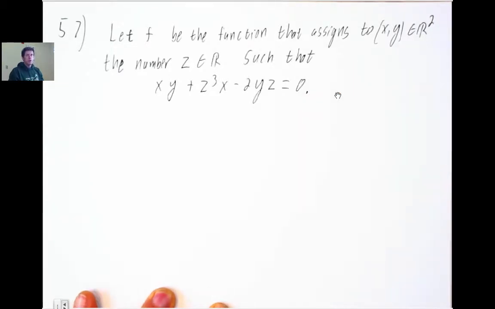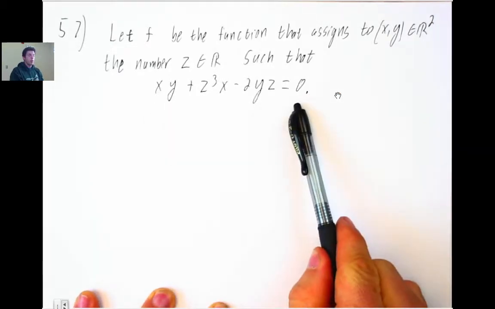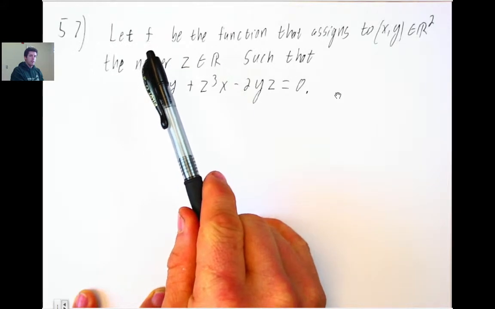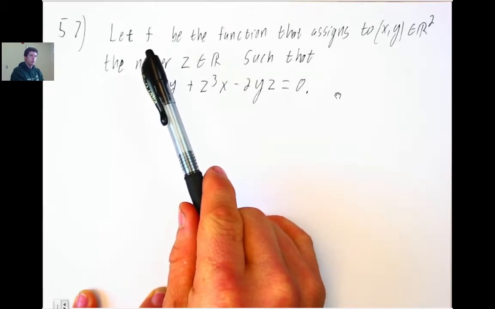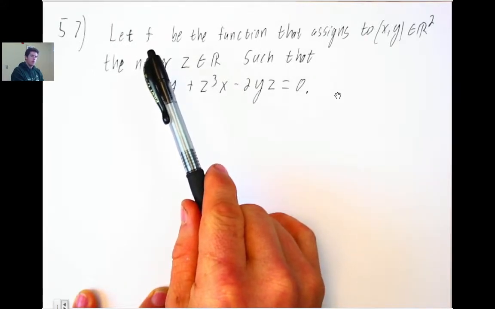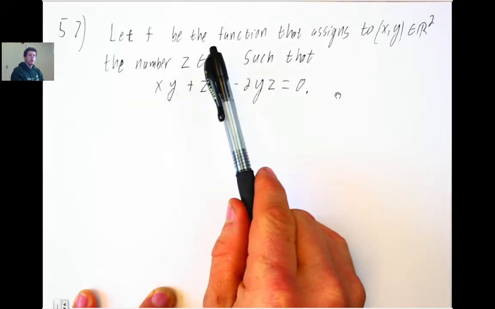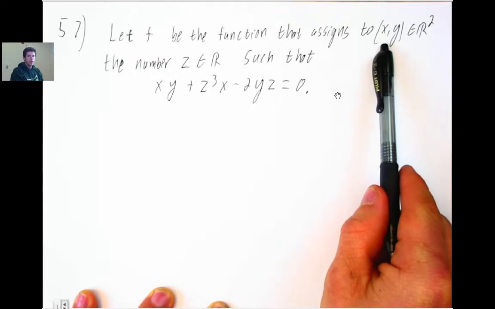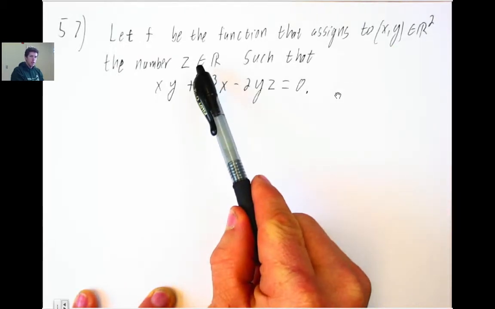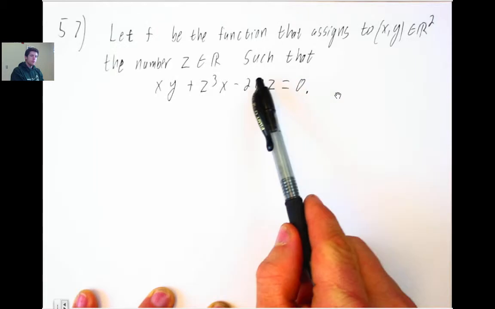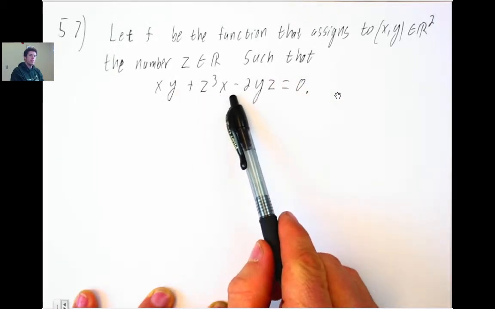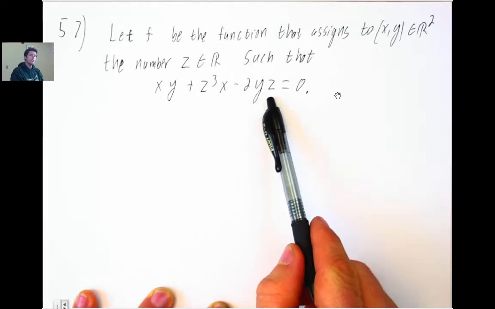I'm going to define a function through an algebraic equation. The function I'm going to name f. To specify what f is, I'm going to specify its rule of correspondence. The rule of correspondence will be described this way. Let f be the function that assigns to an ordered pair of numbers x, y the number z such that xy plus z to the third times x minus 2yz is equal to 0.